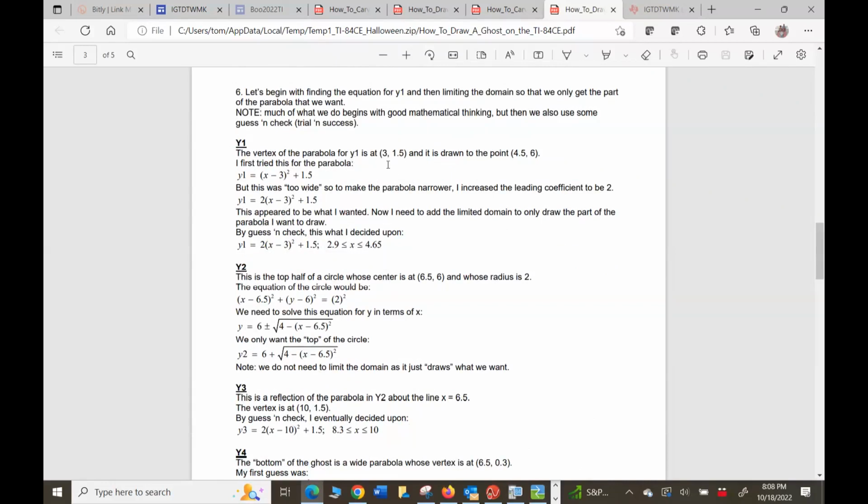So the vertex is at 3, 1.5, and I want it drawn to this point. So I tried this parabola first using the vertex form, and then I had to play with what the coefficient would be so that it was narrow or wide enough. And then I had to chop it off, or use a restricted domain between these two numbers, so that I got the part that I want from the parabola. So there's a lot of good mathematics that goes on here. And I encourage this not only if you're doing a ghost, but whatever figure you're doing, okay?